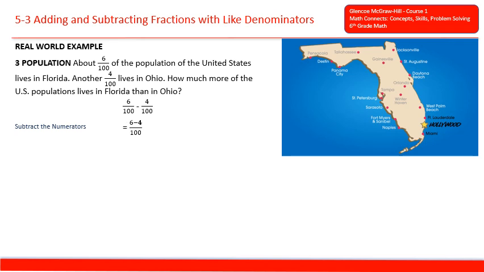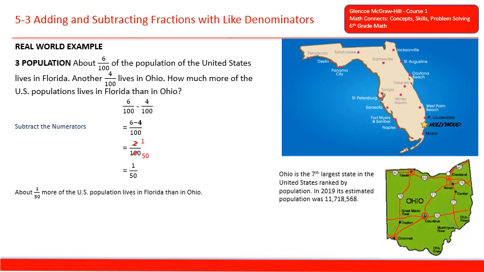And if we subtract the numerators, 6 minus 4, and put it over the denominator of 100, we will get 2/100ths, which we can simplify with the greatest common factor of 2. So if we divide 2 by 2, we get 1. And 100 by 2, we get 50. So our answer is Florida's population is 1/50th more than Ohio's. And Ohio is the 7th largest state in the United States by population. In 2019, its estimated population was 11.7 million people.